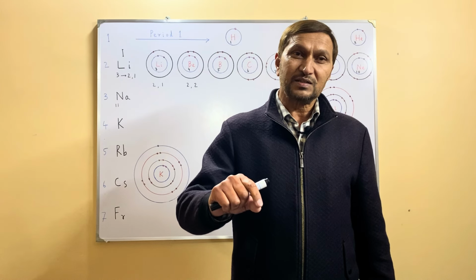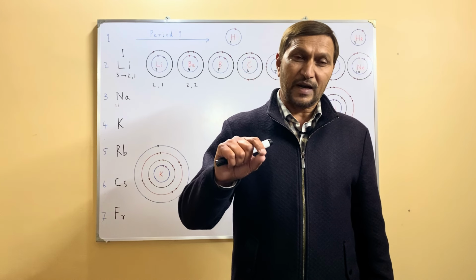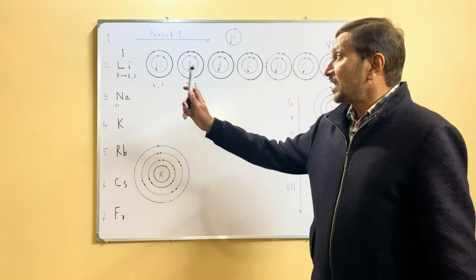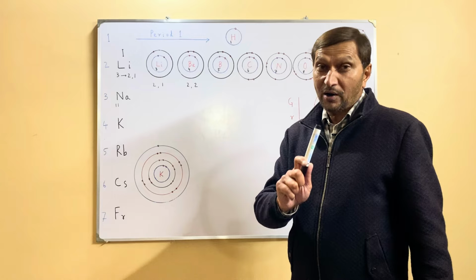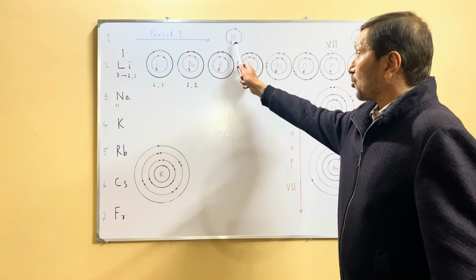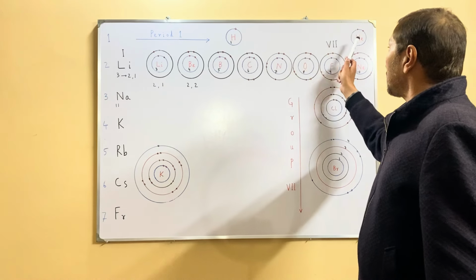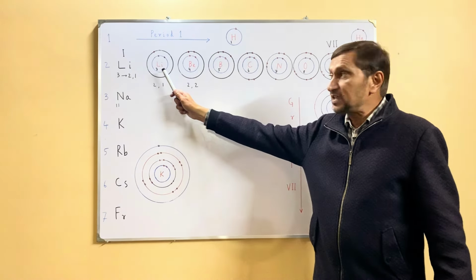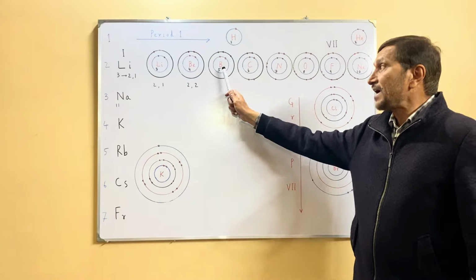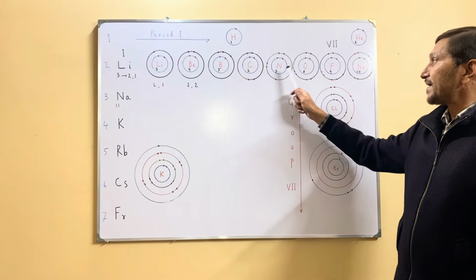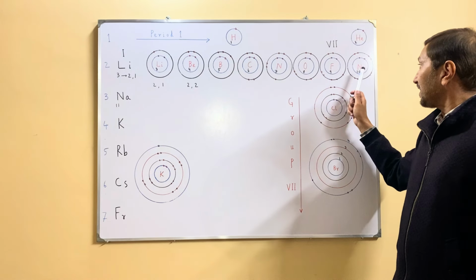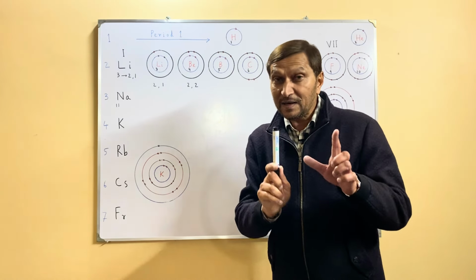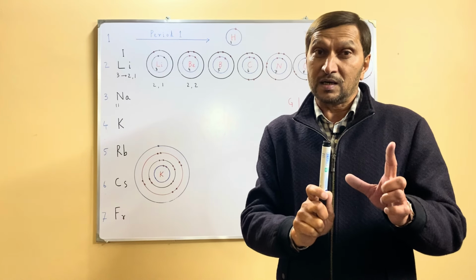So as I mentioned in the previous program, the elements in the periodic table are arranged according to the proton number or atomic number. Like proton number 1 hydrogen, atomic number 2 helium, number 3 lithium, then 4 beryllium, 5 boron, 6 carbon, 7 nitrogen, 8 oxygen, 9 fluorine, 10 neon, 11 sodium, and so on. So the elements are arranged according to the proton number.